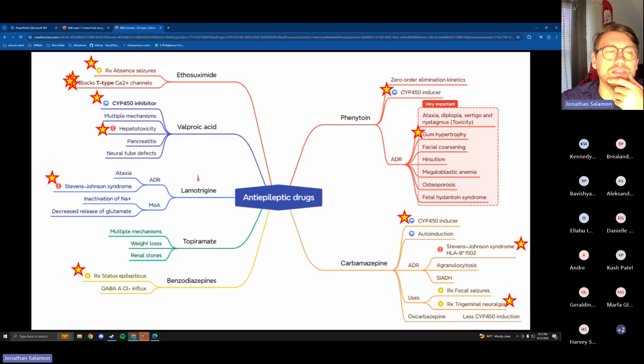Anti-epileptic drugs are basically all sodium channel blockers except for ethosuximide. Ethosuximide is given for absence seizures. It blocks T-type calcium channels. 1000% you need to know this. You also need to know absence seizures, but please know that it blocks the T-type calcium channel.